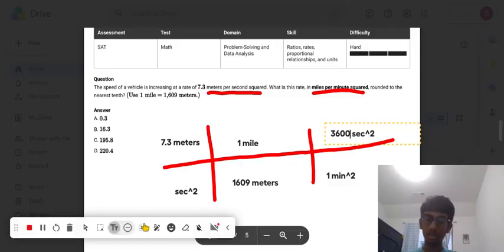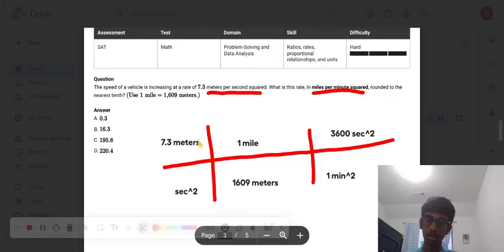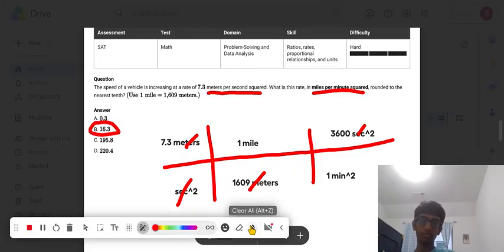And then what we can do is cancel out all these terms, right? So meters, seconds squared over seconds squared. And we're just left with miles per minute squared. Now we can multiply our numerators and divide them by our denominators, and that's what we have a calculator for again. So 7.3 times 3600 divided by 1609, and we're left with 16.3. And that's answer choice B. And that's how you do dimensional analysis.